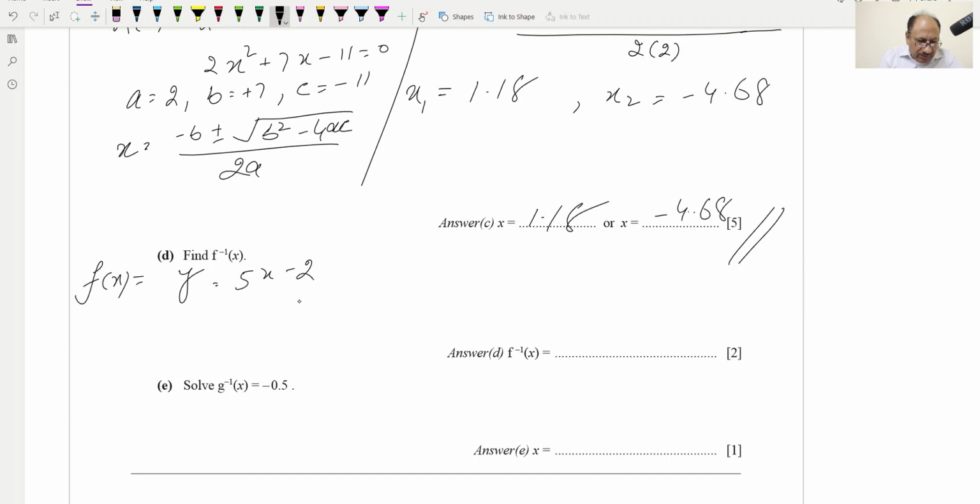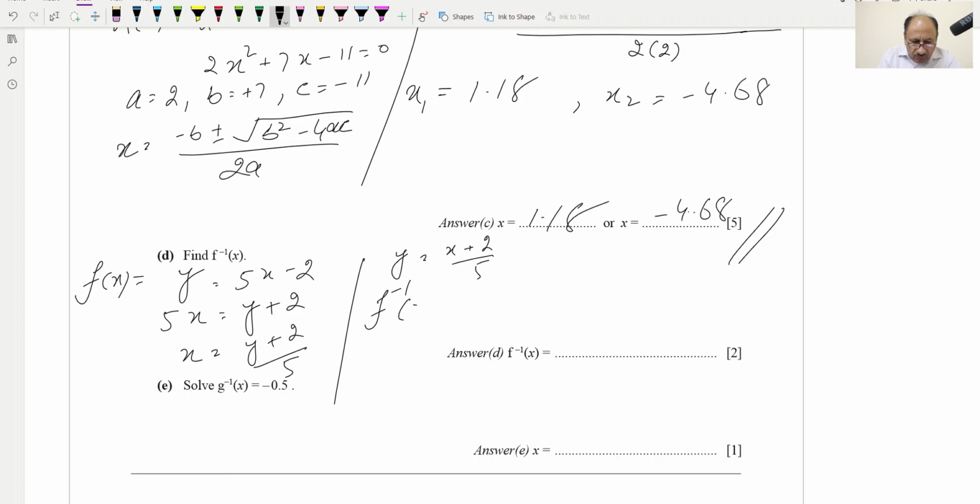Now we have to make x the subject. So we can write 5x is equal to y plus 2, and x is equal to y plus 2 over 5. And now we can swap x and y. So our y will be equal to x plus 2 over 5. This will be our f inverse of x, which will be equal to x plus 2 over 5. So we can write x plus 2 over 5. This is a 2-mark question which we are done.